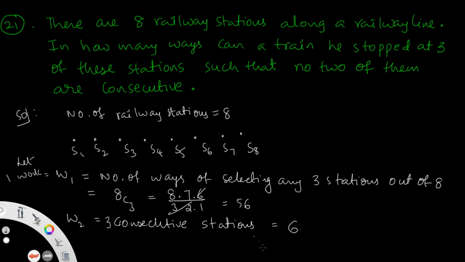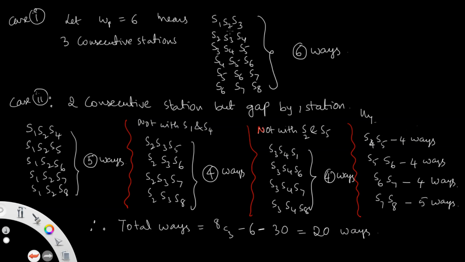Why? Because 3 consecutive stations means S1, S2, S3, then S2, S3, S4, S3, S4, S5, S4, S5, S6, S5, S6, S7, S6, S7, S8. Totally these are the 3 consecutive stations, so you get 6 ways. That is work number 1.